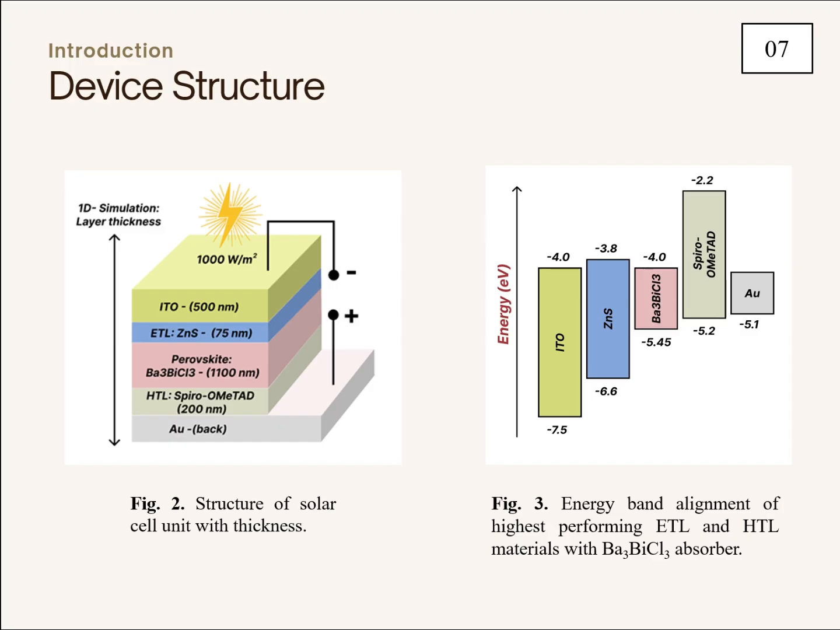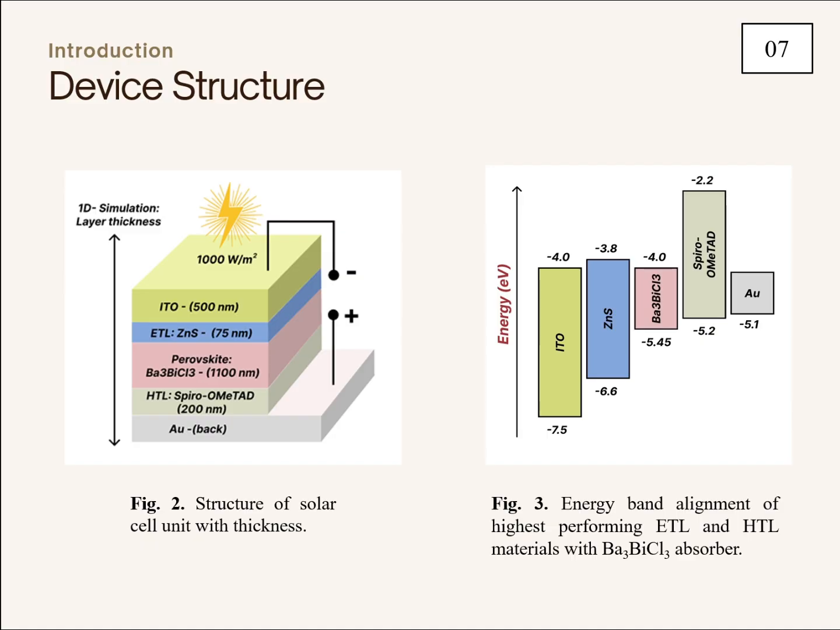Here's the device structure. At the very top we have sunshine, which is around 1000 watt per meter square, transmitted into the ITO, which is around 500 nanometer. After that, the ETL, zinc sulfide, is around 75 nanometer thick, and our main material, Ba3BiCl3, which we have optimized at 1100 nanometer. After that, the HTL, spiro-OMeTAD, is around 200 nanometer, and we use Au, gold, as the back metal contact. So overall, this is the device structure.